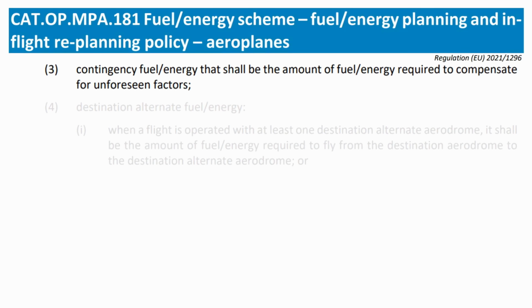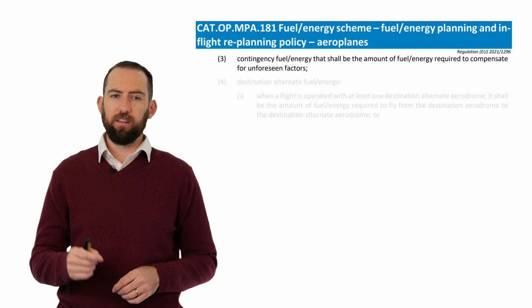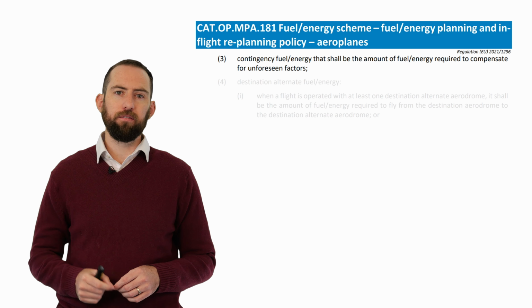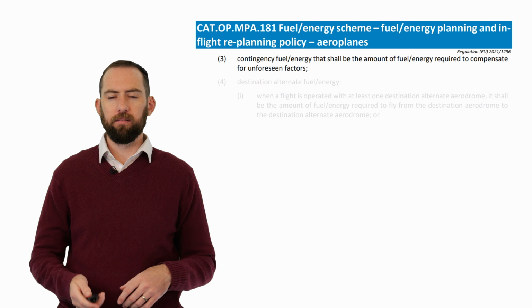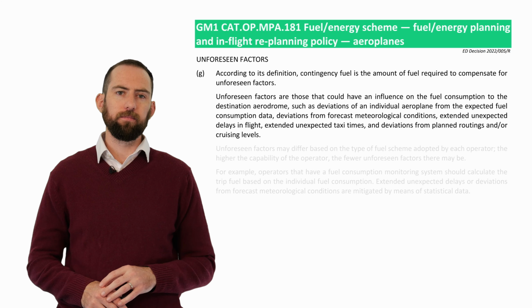Next is contingency fuel, and there's quite a lot to say here. Contingency fuel is to compensate for unforeseen factors. What does that mean? Let's look at the guidance material.